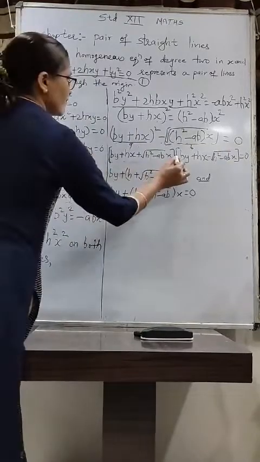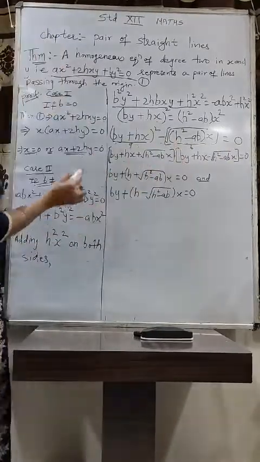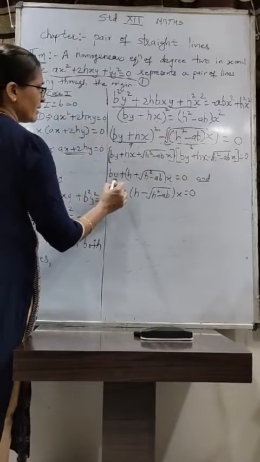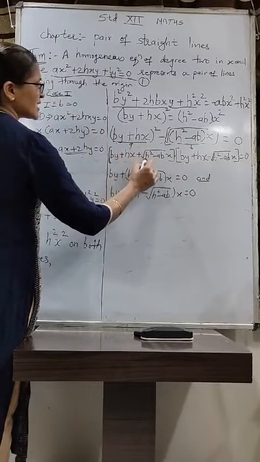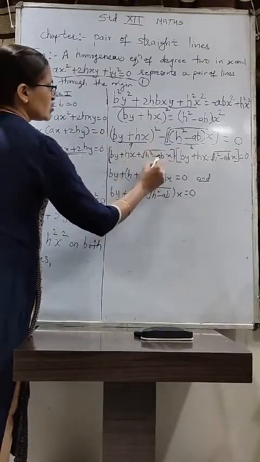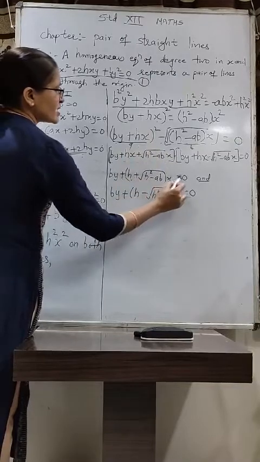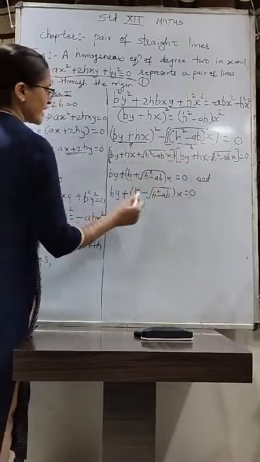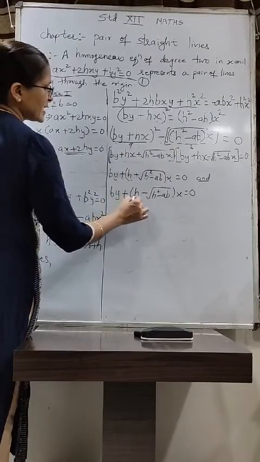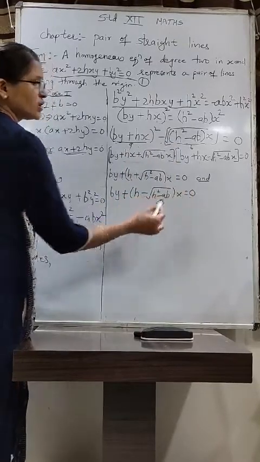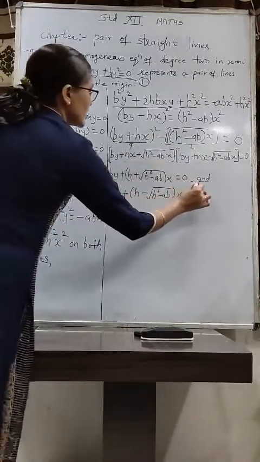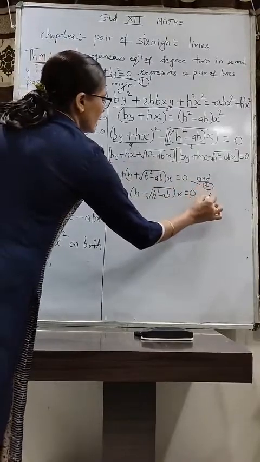Again we have a multiplication of terms, and two factors separated. So the first factor will be by plus hx plus root of h square minus ab times x. Now from these two terms x is common, so I have taken x out, and the second factor is by plus h minus root of h square minus ab times x equal to 0. Now these two equations, say this is equation 2 and this is equation 3.